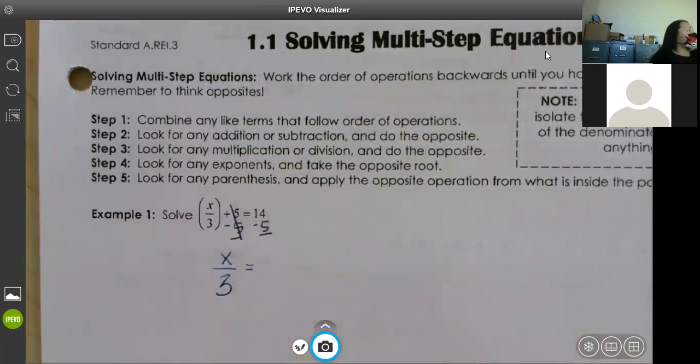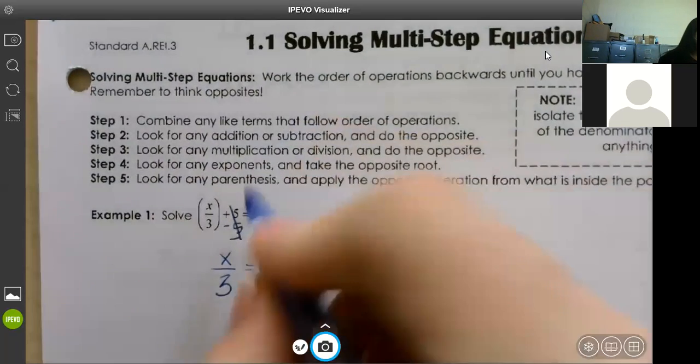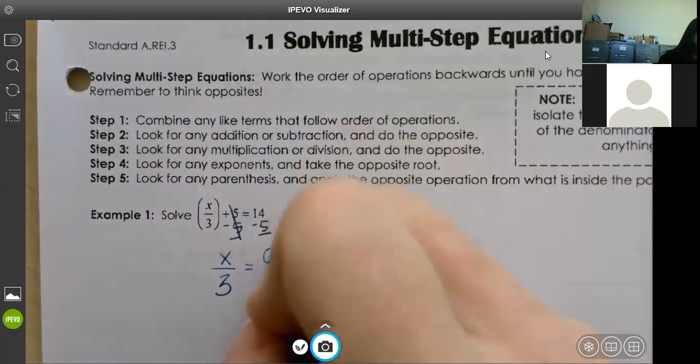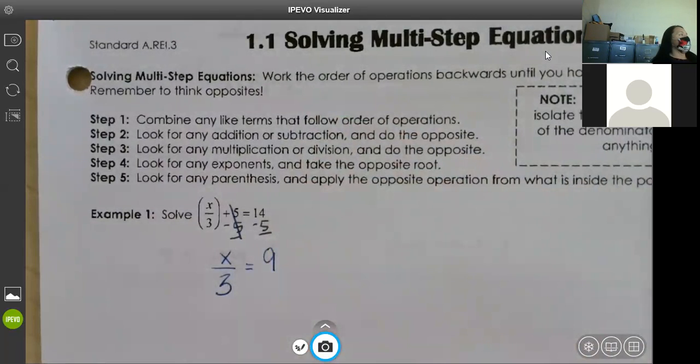And on this side, if you need a calculator, please use one. If you don't, I don't care. It's not a huge deal to me. But you should be able to do 14 minus 5. What is 14 minus 5? Anybody? 9. So there's one step. If we had a one-step equation, we'd be done. But since we have multi-step, we're going to keep going.